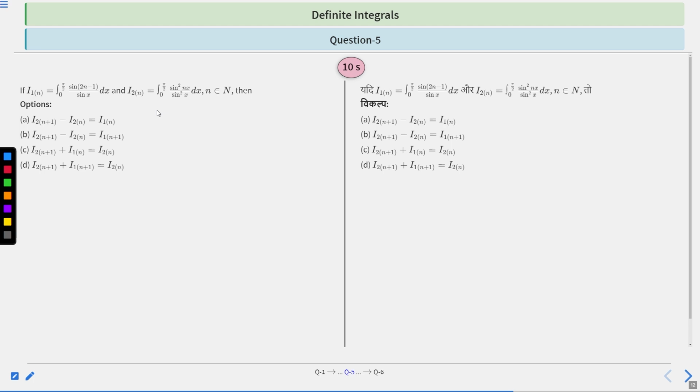See, the hint of this question is, I2n is given. You have to first find I2n plus 1. How will you find I2n plus 1? You will replace n with n plus 1, and further simplify I2n plus 1. You will get the result in terms of I2n and I1n, and I1n is given. So in this way, you can approach this question. You have 10 seconds to solve or think about this question. After 10 seconds, we will discuss the solution.